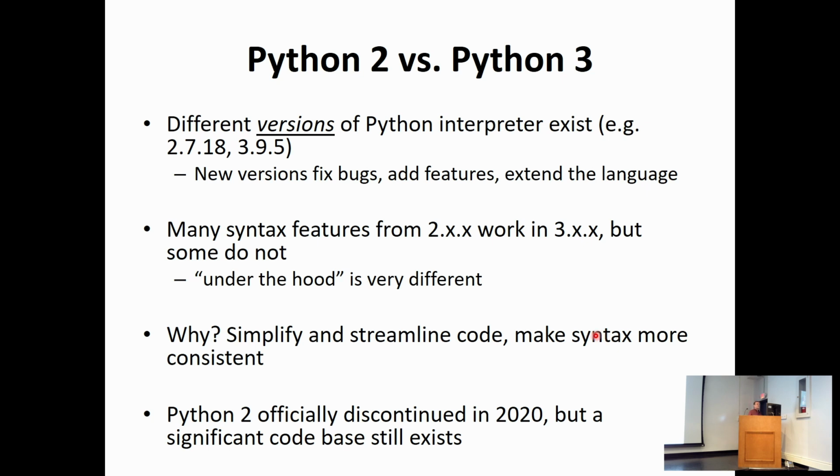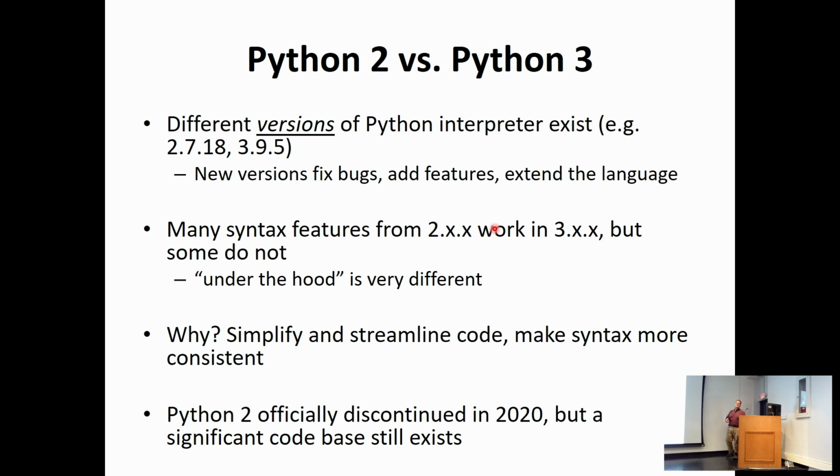But right now, the current version of Python 2 is 2.7.18. The current version of Python 3 is 3.9.5. And like I said, many code features will work in both. The syntax is very, very similar. Again, you can look at both and sort of understand what they're doing. But it's all the stuff under the hood.